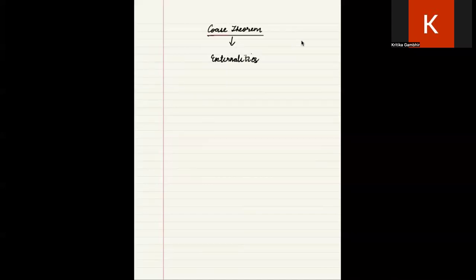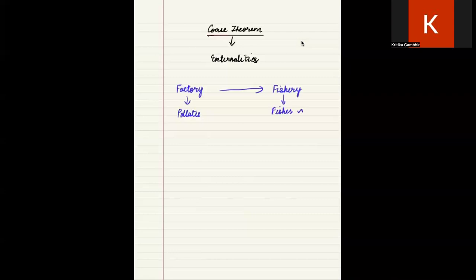When there is a negative externality, for example, let's start this theorem with an example. Now, there is a factory that pollutes, right? And there is a nearby fishery, due to which the pollution goes to the fishery. And since there is pollution for the fishery, what happens? The fishes are affected negatively. So fishes die. So that means the factory's pollution is creating a negative externality for the fishery.